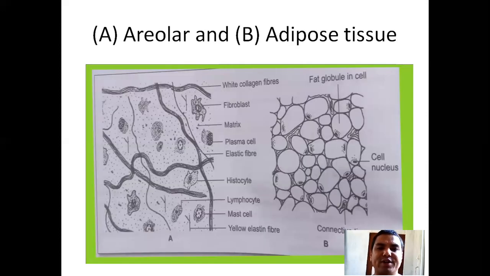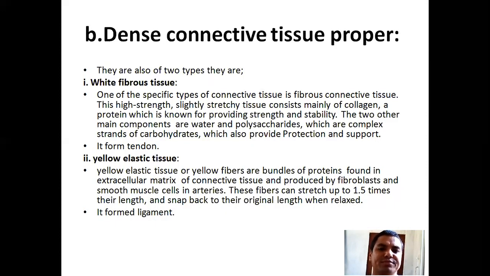There is a figure of areolar tissue and adipose tissue. Some components of connective tissue we can see here: the fiber, matrix, as well as the different types of cells. In figure B, adipocytes, which are spherical cells, we can see that is adipose tissue. Dense connective tissue is tissue which consists of a densely arranged matrix. It is of two types: white fibrous tissue and yellow elastic tissue. If numerous white fibers are arranged in the densely packed matrix, that is called the white fibrous tissue.